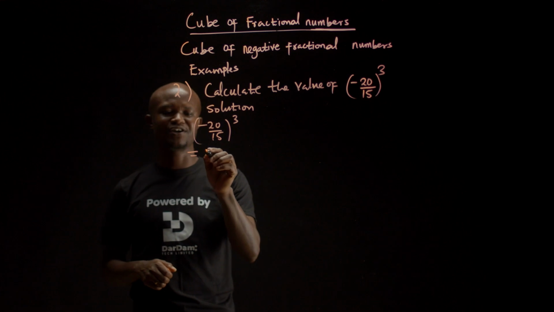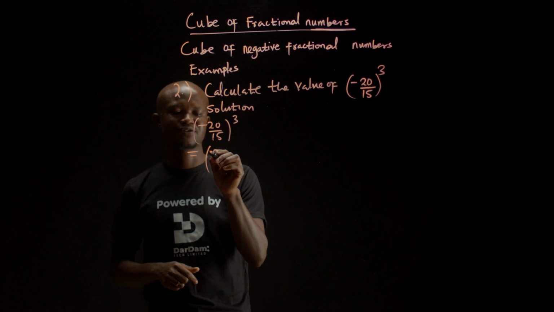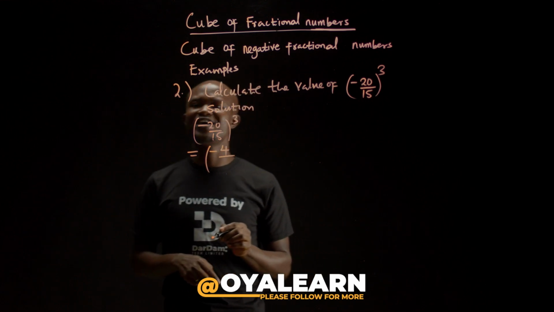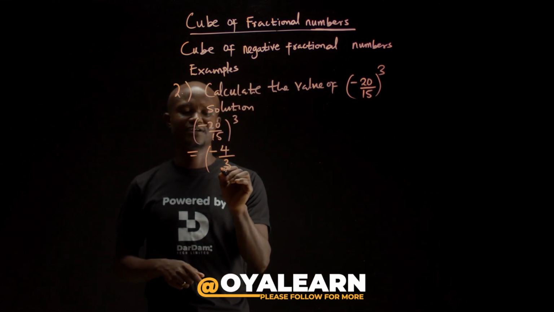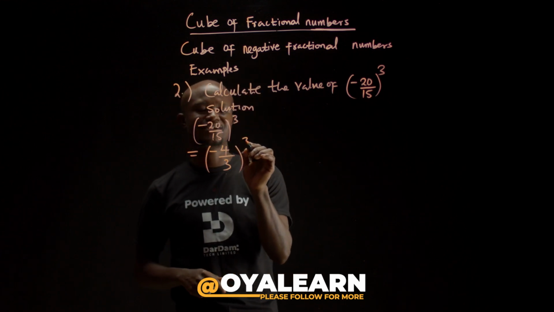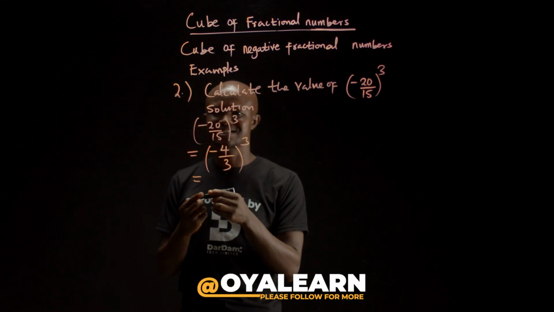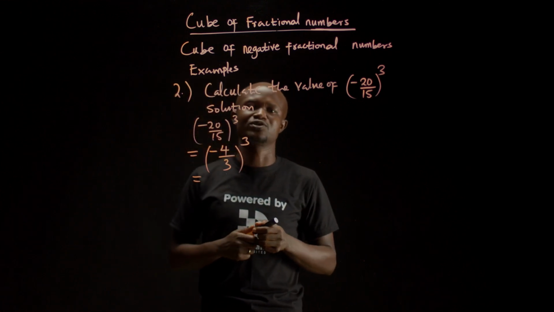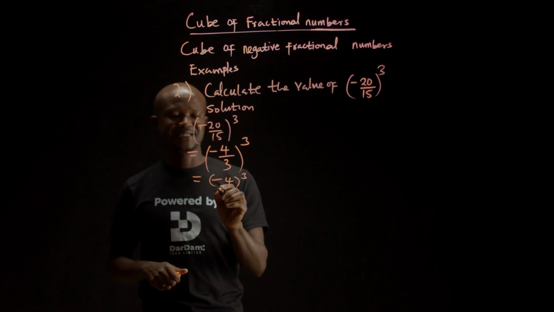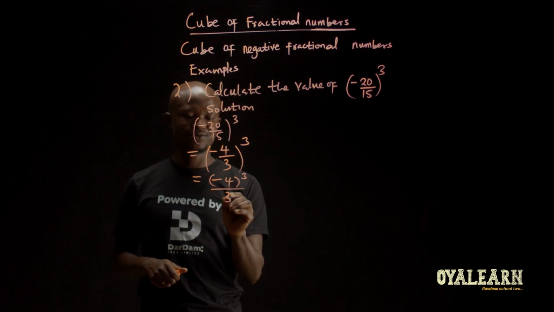So dividing by 5 and reducing this, 20 divided by 5 is 4, then 15 divided by 5 is 3. So we now have minus 4 divided by 3 raised to the power of 3. Now from here, the power of 3 will affect both the numerator and the denominator. So this can be written as minus 4 raised to the power of 3, divided by 3 raised to the power of 3.